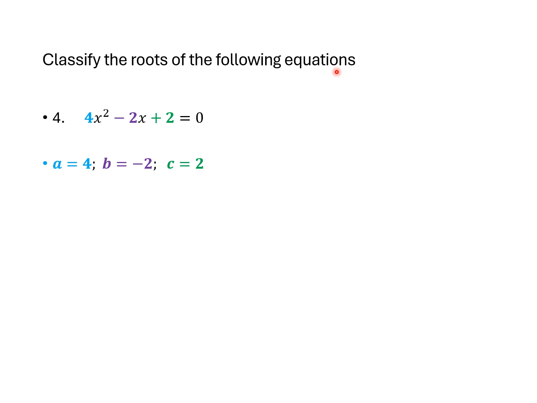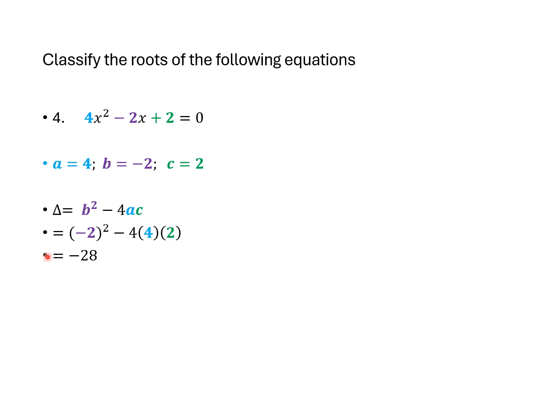Classify the roots of the following equation, 4x squared minus 2x plus 2. So a is positive 4, b is negative 2. Please take the sign with it. And c is 2. Put in the discriminant, b squared minus 4ac. So that gives me negative 2 squared minus 4 times positive 4 times 2. That is positive 4 minus 32, and 4 minus 32 would give me minus 28.